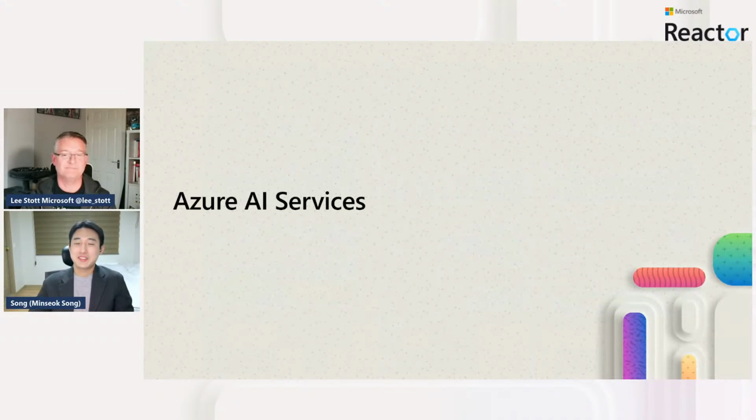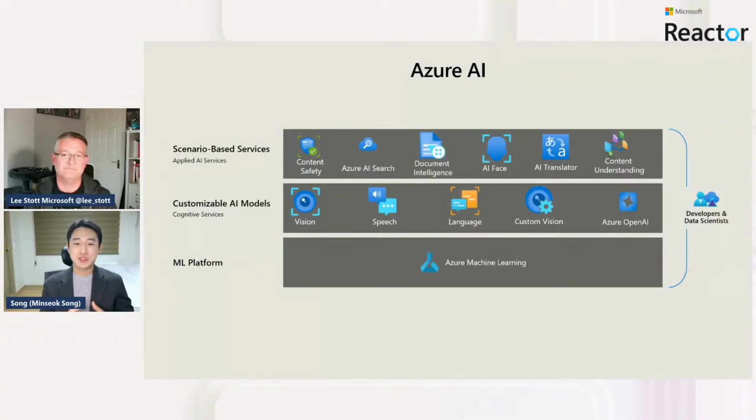Oh, thanks, Lee. Now let's dive into Azure AI Services. These are pre-built, product-ready APIs that make it easy for developers to add AI capabilities into their applications without needing deep expertise in machine learning. Whether you are working with language, vision, or speech text, Azure AI Services offers scalable and reliable solutions that are quick to integrate and secure to deploy.